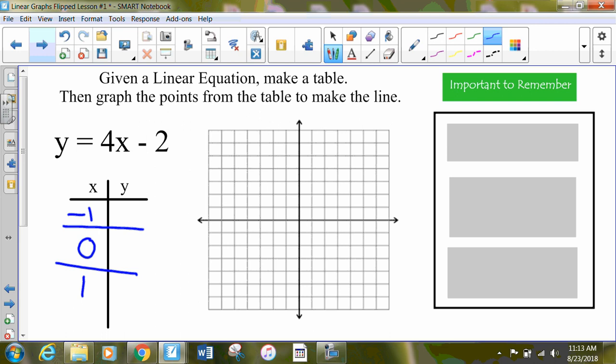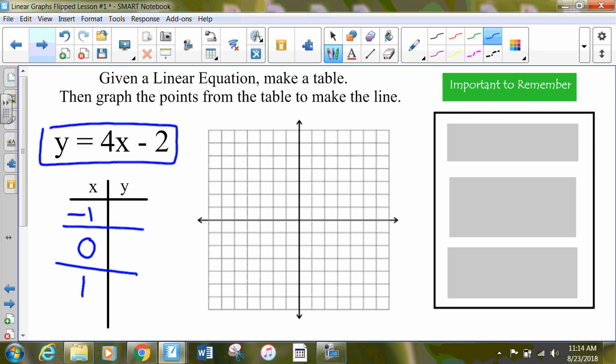So step 1 for looking at an equation before you graph it is going to be to make a table and pick 3 values for x. Because x is independent, we can pick any values we want, but we want to keep them small so they're manageable and we can graph them, right? We don't want to pick 99 or 1002.